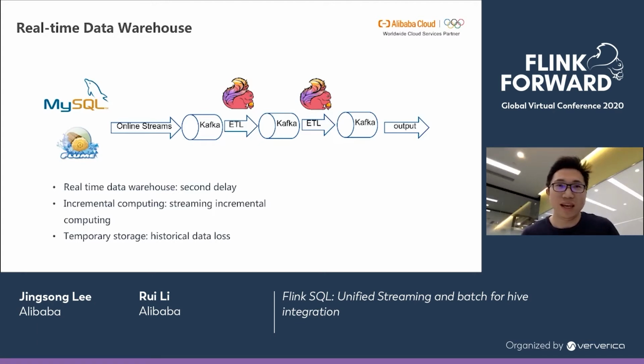Although the delay is reduced, we will face some other problems at this time. First, historical data is lost because Kafka is only a temporary storage medium. The data will have a time to live. For example, only 7 days of data is saved, which will lead to the loss of our historical data. Second, the cost of real-time computation is higher than that of offline computation. So what's next?